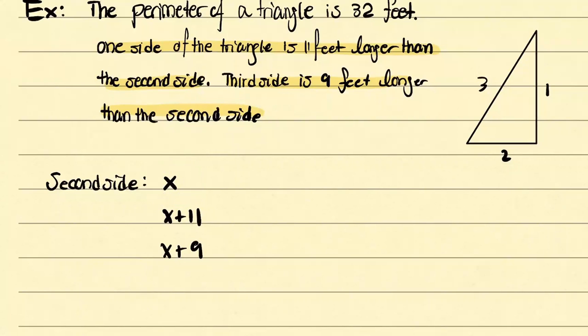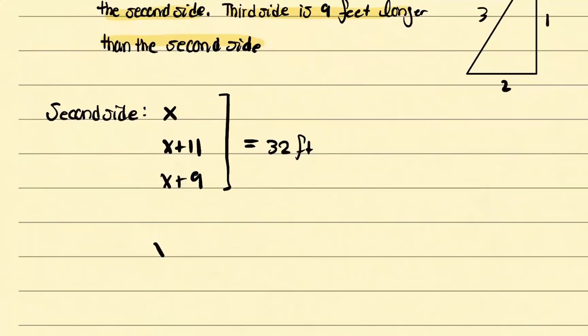So once I add a variable to the second side, I immediately have equations involving the rest. What I do know is if I add all of these sides together, I should get 32 feet, because the perimeter of all the sides is 32 feet. So x plus (x + 11) plus (x + 9) is 32 feet. I add those parentheses just to be clear that I'm adding 3 separate things. The parentheses don't matter because I'm just adding all of them.